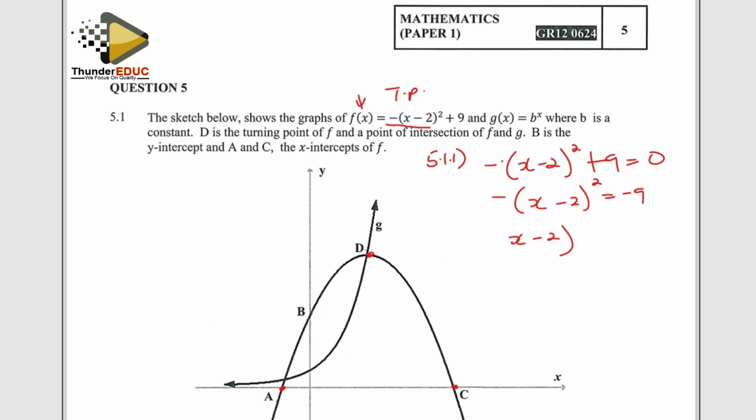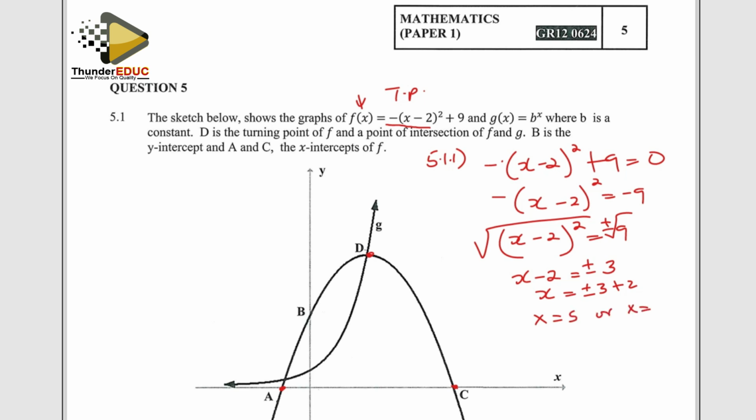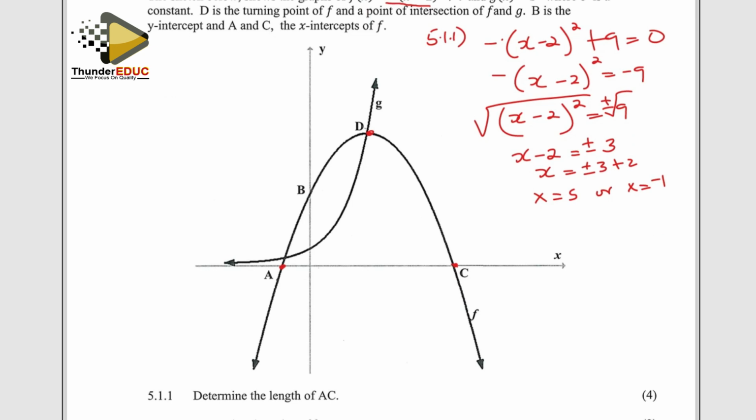(x minus 2) squared is equal to positive 9. Then I can find the square root. So pay attention to this. When using this method, do not forget that the square root must give you two answers, positive and negative. So if I move the 2, it's going to be x is plus minus 3 plus 2. Which means the first x is 5 or the other x is -1. So this means that A is at -1, and C is at 5.